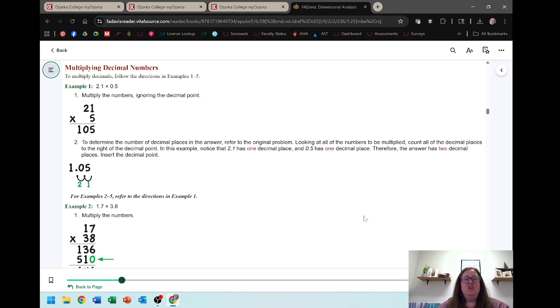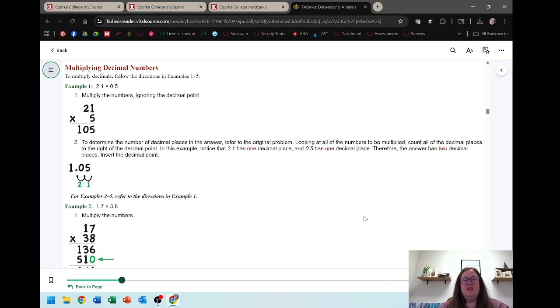You see 2.1 times 0.5. We just did 21 times 5. And then we count the number of decimal places in our original problem. And so 2.1 and 0.5, there's the 5 and the 1, so that's 2 places.